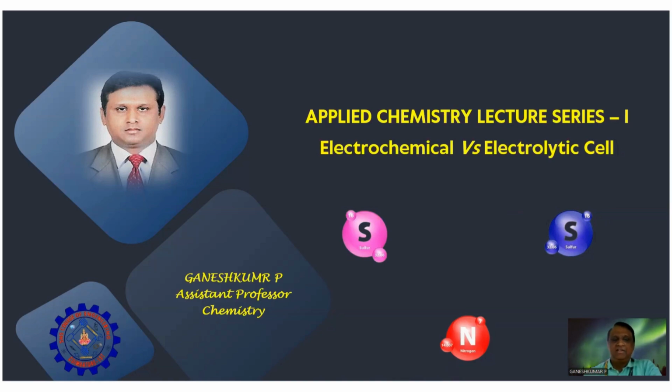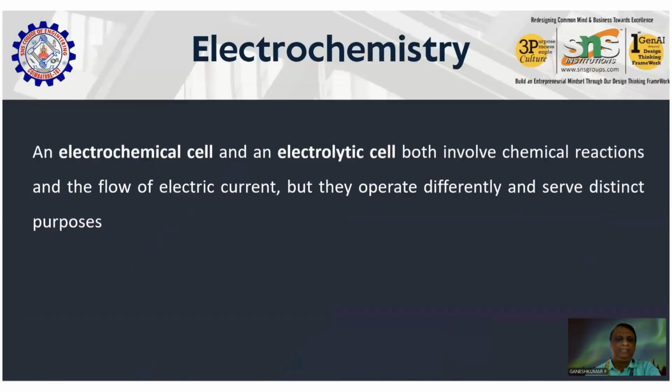In this session, we discuss the difference between electrochemical and electrolytic cell. Electrochemical versus electrolytic cell. What is a cell? We know that the cell is the one which contains an anode and a cathode, where the chemical reaction is going to take place. A definition for an electrochemical cell and an electrolytic cell.